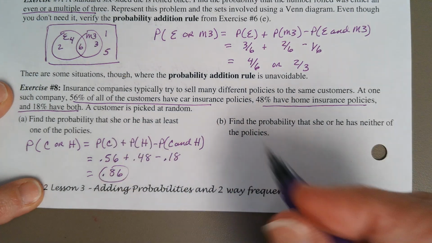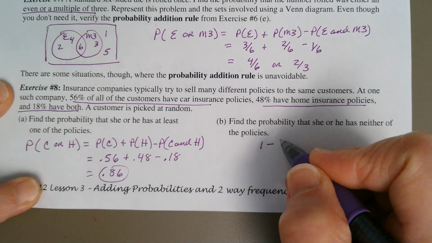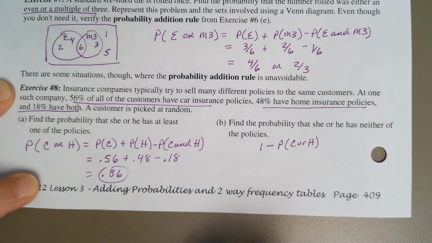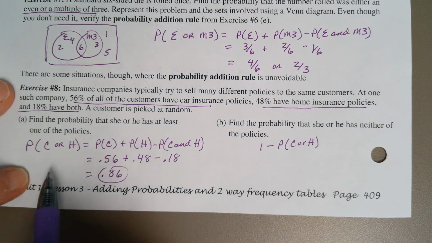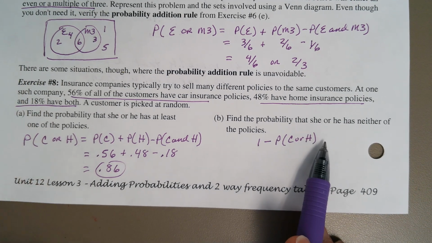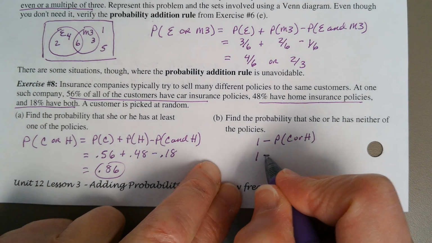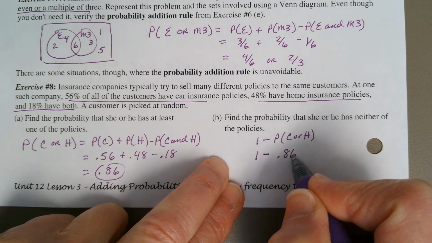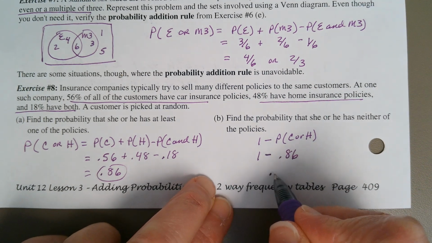Well, that would be everything outside, so that would be 1 minus the probability of C or H. It's the complement. They have car or home. Here we're looking for neither. So that's the complement. 1 minus 0.86, which is 0.14.